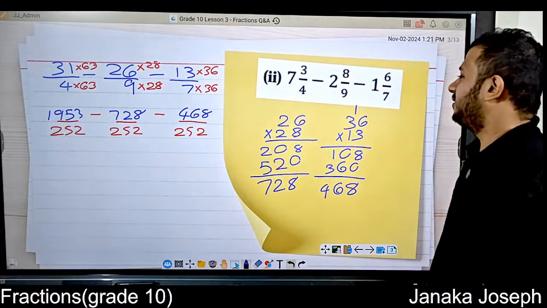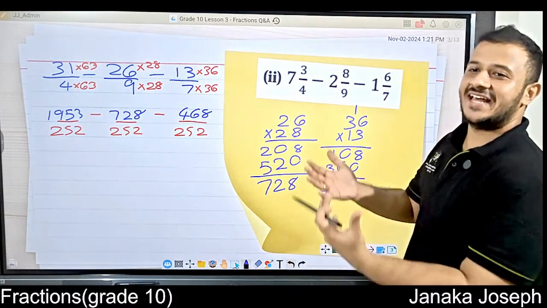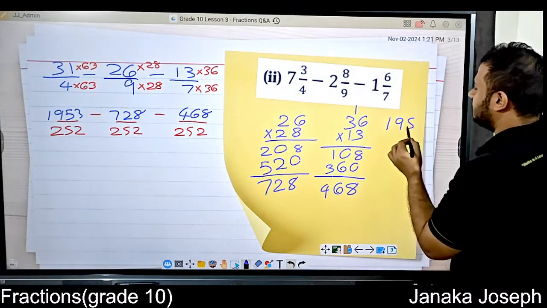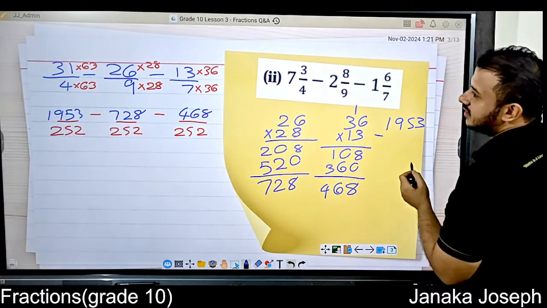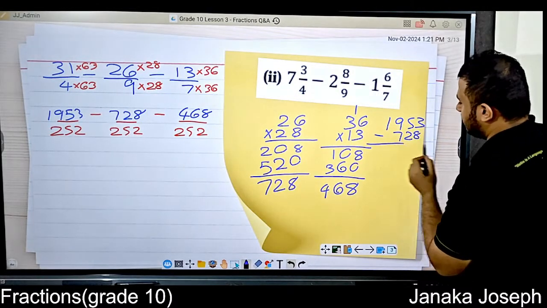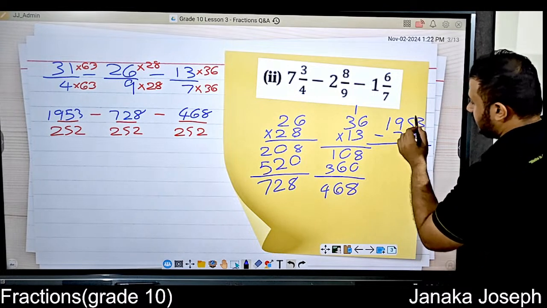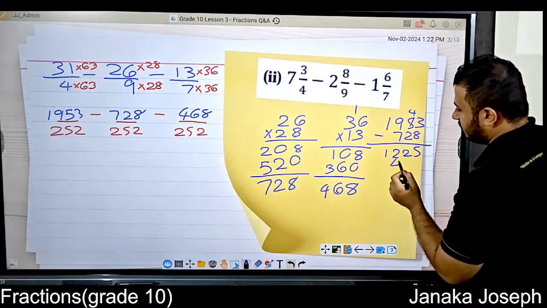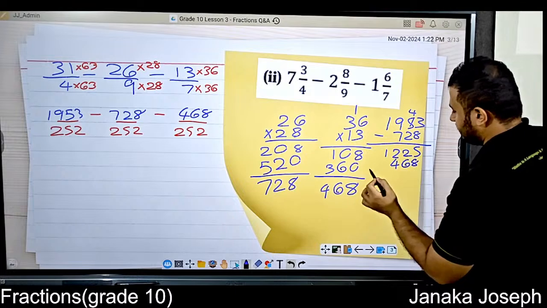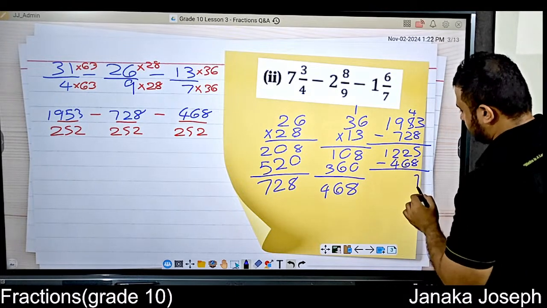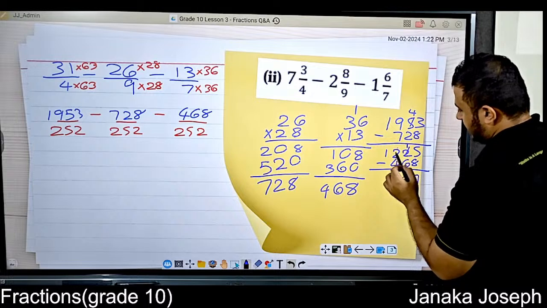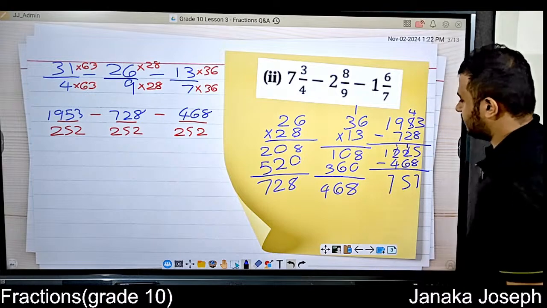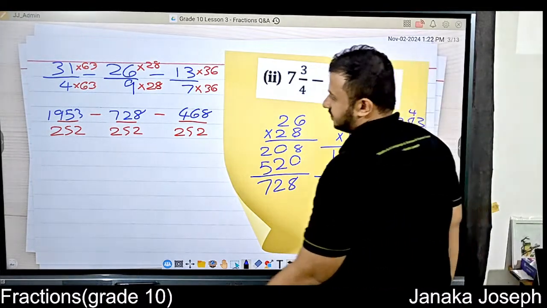And then what we need to do is the easy peasy addition and subtractions. So 1953, we had to take away 728. Let's do that really quickly. That's going to be a 5 and then 2 and a 12 and then 468. We are going to take away that as well. That's a 7 and a 5 and a 757.